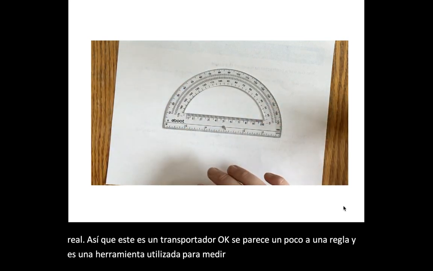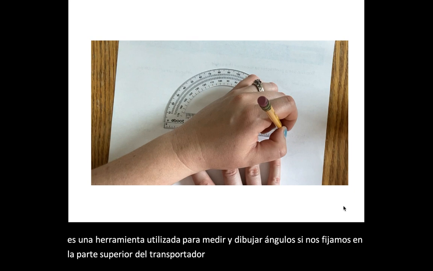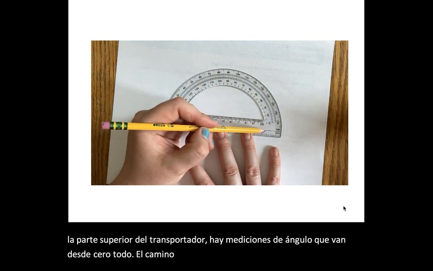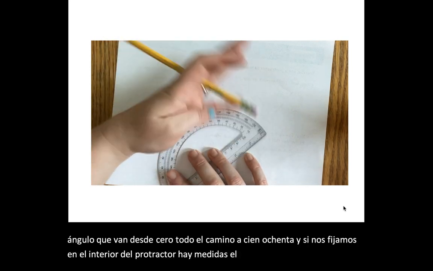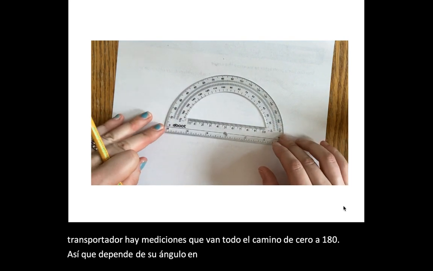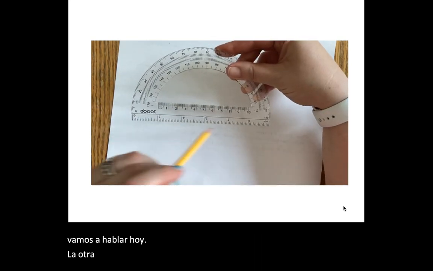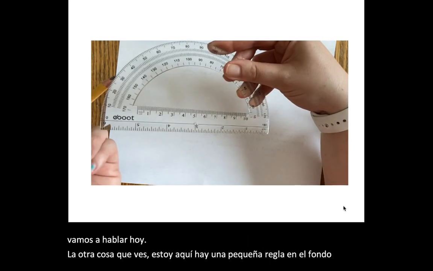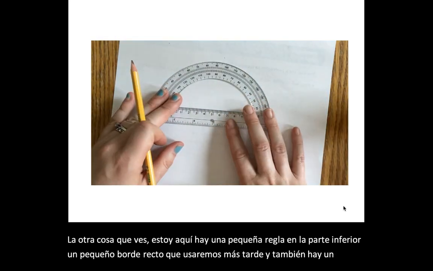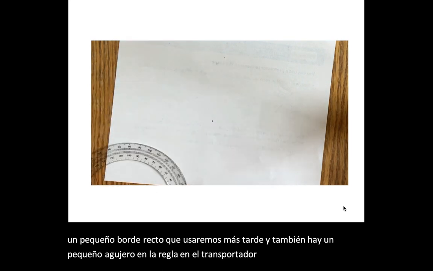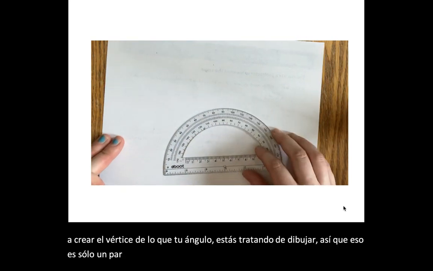If you look at the top of the protractor, there are angle measurements going from 0 all the way to 180. And if you look at the inside of the protractor, there are measurements going all the way from 0 to 180. So it depends on your angle as to which numbers you look at, and that is what we're going to talk about today. The other thing you see on here, there's a little ruler at the bottom, a little straight edge. We will use that later. And there's also this little hole in the protractor that helps you to create the vertex of the angle you're trying to draw. So that's just a couple things to note about our protractor.